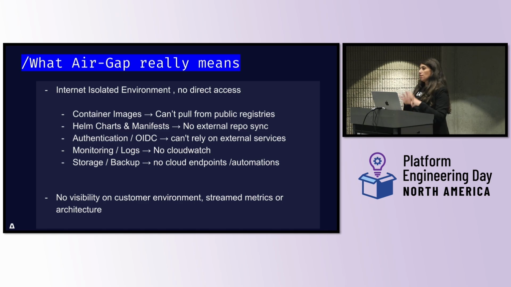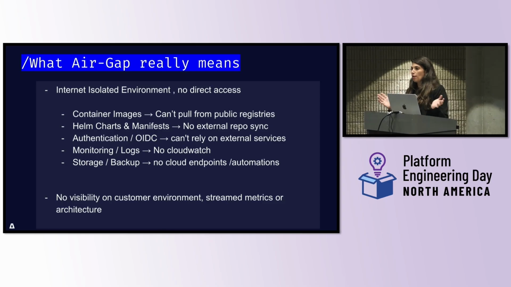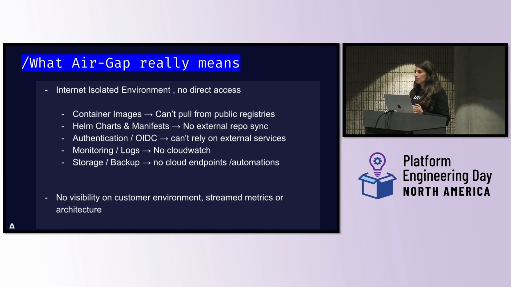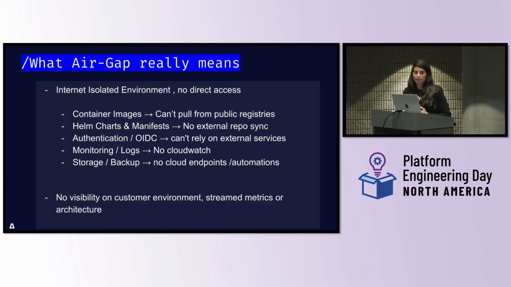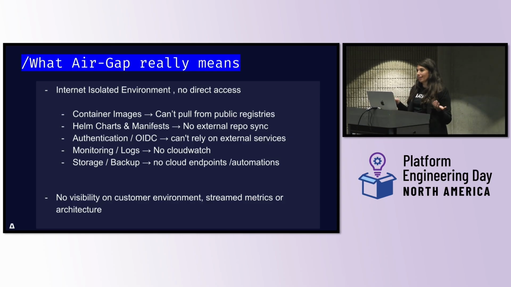So just to be on the same page, what air gap really means: it's completely isolated from the external internet. Basically, all the container images, I can't pull from any public registries. All the Helm charts and manifests, I can't do any automation or complete CI/CD around that. Authentication, monitoring.